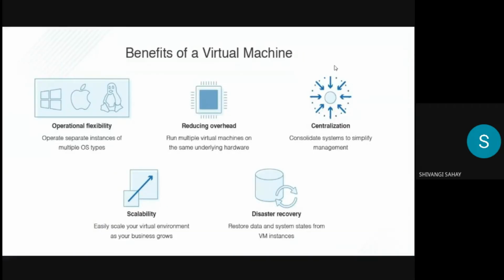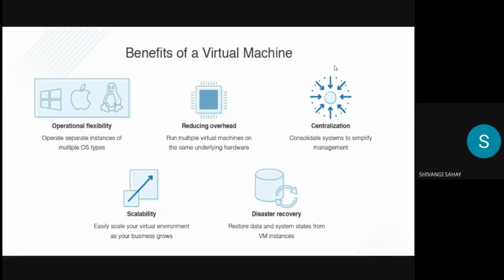Okay, and then we come to benefits. As you already know, it helps in giving us operational flexibility because we can operate separate instances of multiple operating system types, reducing overhead, running multiple virtual machines on the same underlying hardware. The advantage is we can run as many virtual machines as we want on the same hardware, in the same hypervisor that I told you earlier. So in that hypervisor, lots of virtual machines are created, and we can run all of them at the same time. So it reduces our overhead.